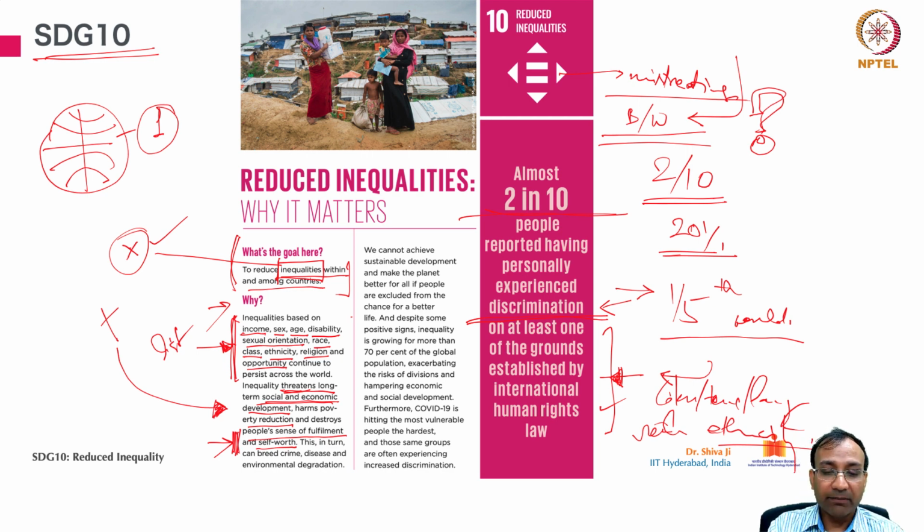It hampers one's self-respect and self-worth also. That is a problem, and it may lead to an inferiority complex, or depression, or other anxieties, or a loss of opportunities, etc. That has to do with the psychological or mental well-being of the person, right? So this in turn can breed crime, disease, and environmental degradation. By the loss of that extended opportunity, it can result in anything.